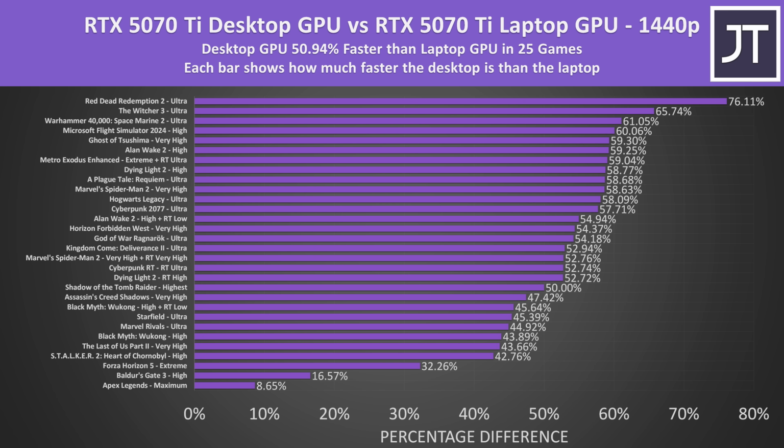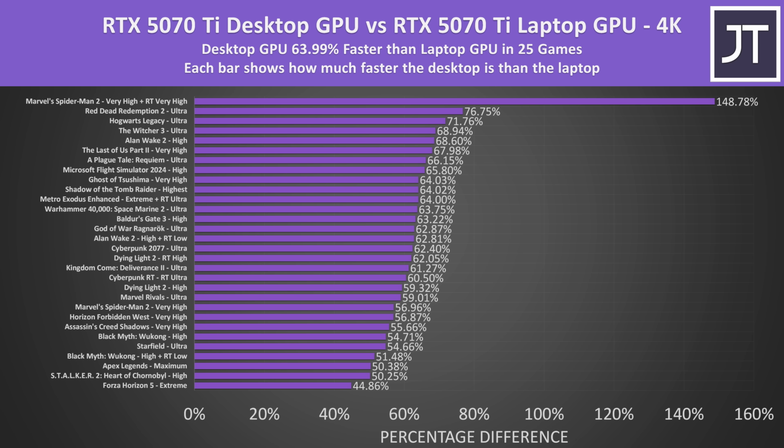At 1440p, the desktop card was now 51% faster than the laptop when averaging all 25 games tested. 20 of the games were 50% or more faster on the desktop, which is a huge gap for two products with the same name. Don't get me wrong, the 5070 Ti laptop GPU is very capable of running modern games at this resolution with high settings, even without upscaling. But it's kind of wild that the desktop part has the same name when we're seeing this big of a difference. There's an even bigger 64% lead by the desktop part at 4K.